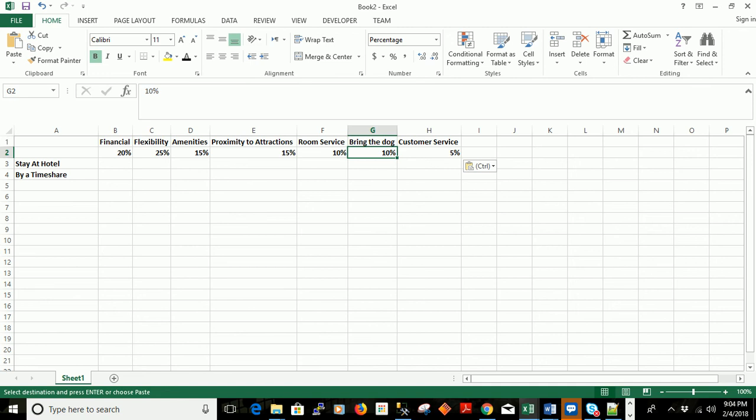Sometimes it's more trouble than it's worth to bring your dog with you on vacation. You got to feed it, you got to take it for walks, right? As opposed to just leaving it in a kennel. And then customer service, we're going to go with 5% on customer service. Timeshares are not very well known for the customer service, so I do want to account for that a little bit. So this needs to be a weighted average, not a standard average.